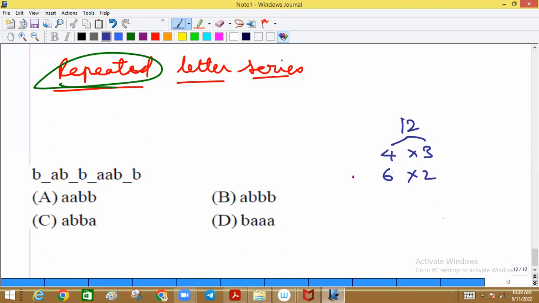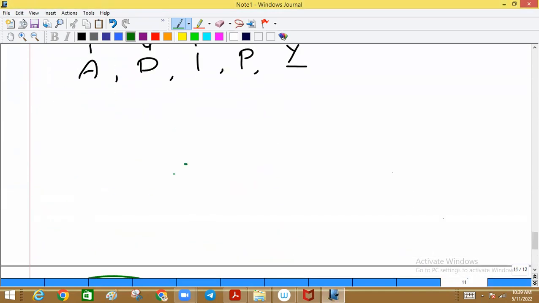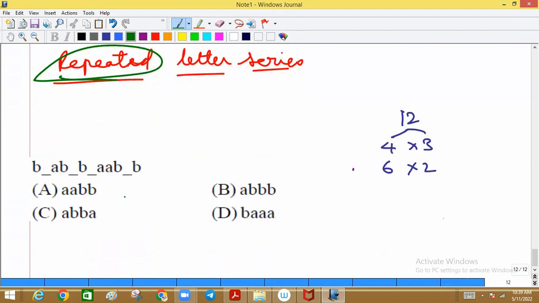So we'll check that. First, I will divide 12 by 4, so we'll try to divide into 3-letter blocks. This is the first block. This is the second one, and this is the third one. We have divided into 3 blocks, and these blocks are repeated 4 times.